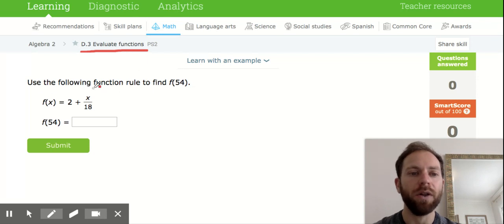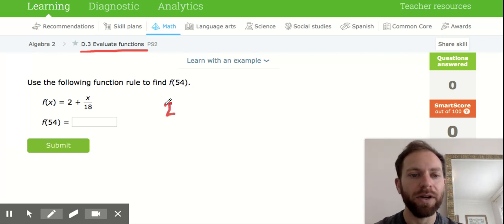So use the following function rule to find f of 54. Remember, when we see these parentheses, we say "of," meaning if the function had 54 plugged in for the x, or the input, what would be the output? So here you see f of x equals 2 plus x divided by 18. And here we want to know what is f of 54, or what is the function equal to when you plug in 54 as the input.